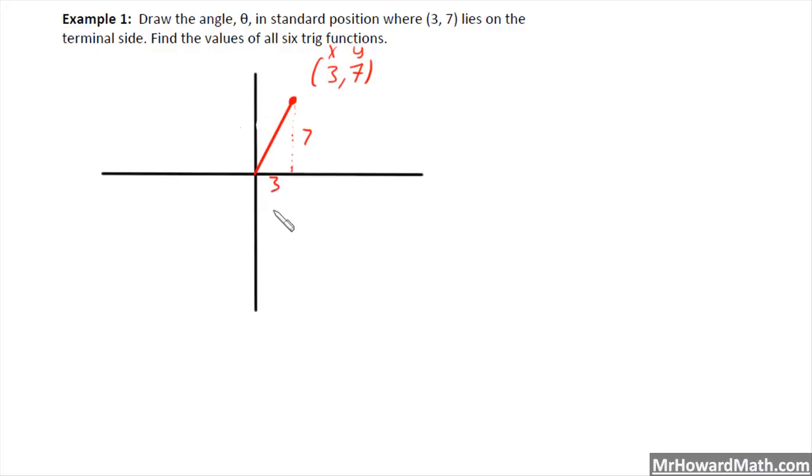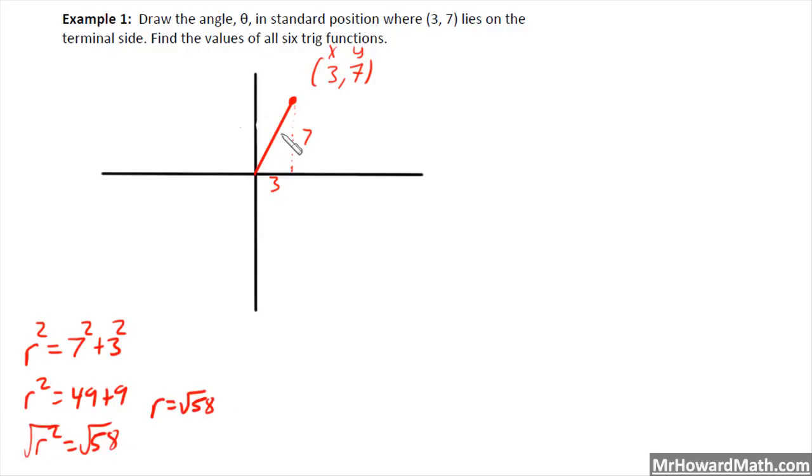Therefore we can use the Pythagorean theorem to find this hypotenuse, which is our R value. So that would be R squared is equal to 7 squared plus 3 squared. So R squared equals 49 plus 9, which equals 58. Square root. So R is equal to the square root of 58. We need X, Y, and R. That'll be the most common definition of the trig functions we'll use in this unit. So the square root of 58 is our R value. So I'll write that up here. X equals 3, Y is equal to 7, R is equal to the square root of 58.